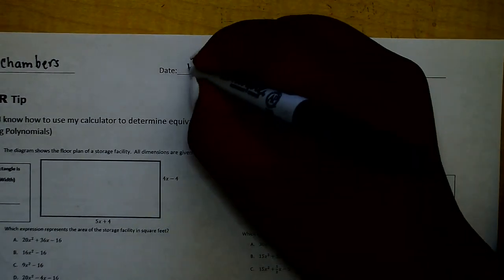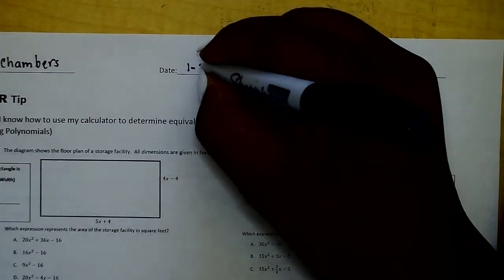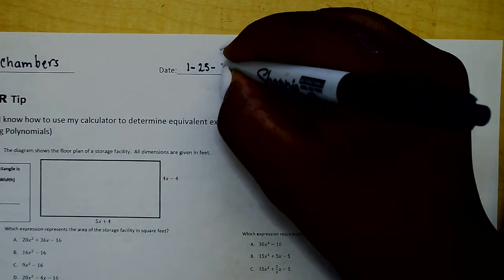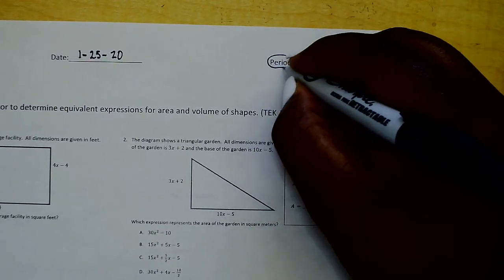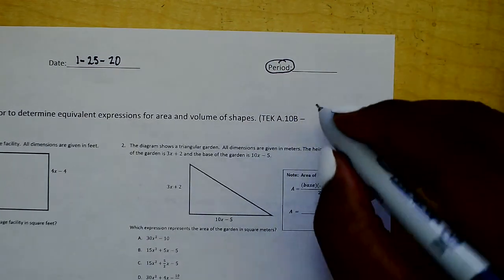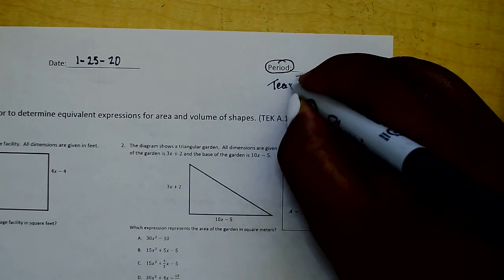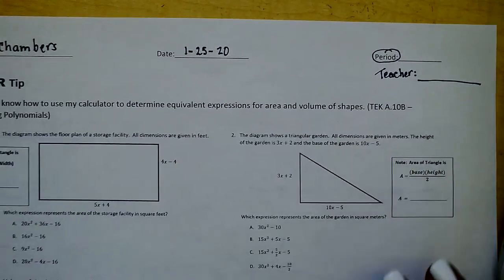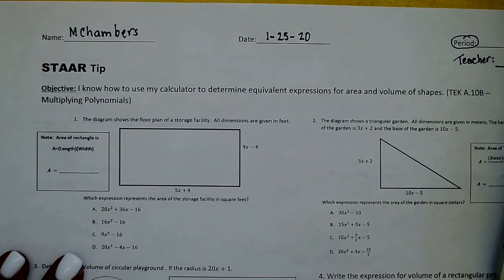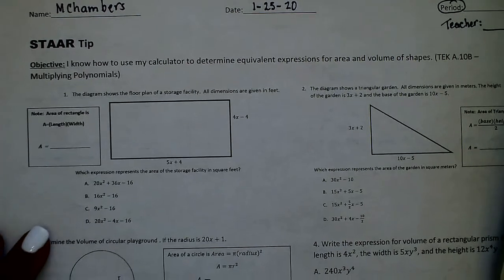Today's date is whatever date you're taking these notes. I'm making these notes on the 25th. Then you indicate which class period you're in, as well as who your teacher is. So write your teacher's name on your notes. All right, so here's our first problem.